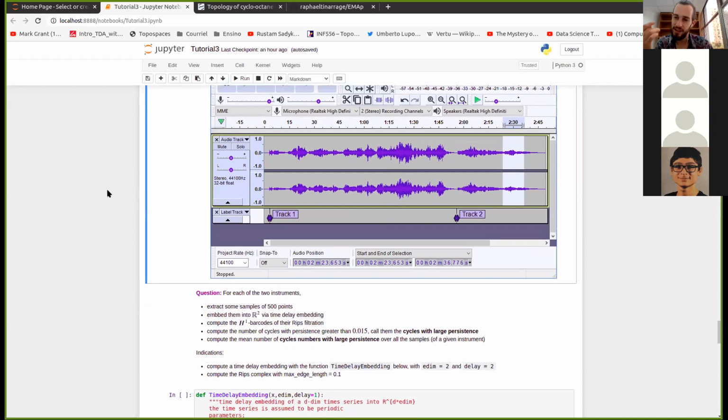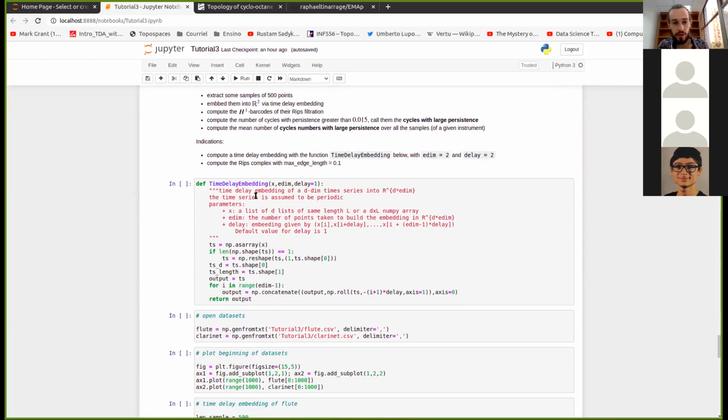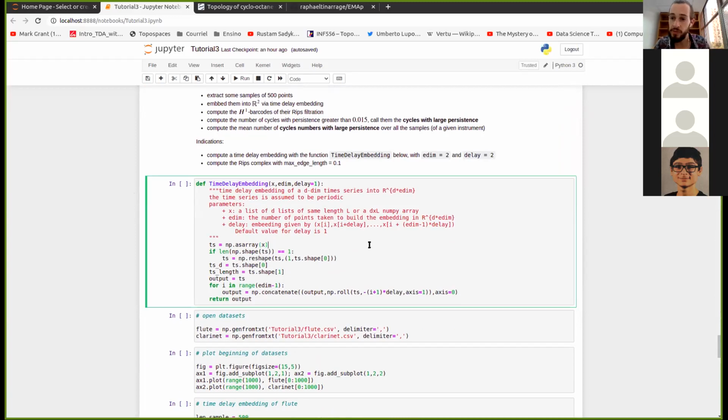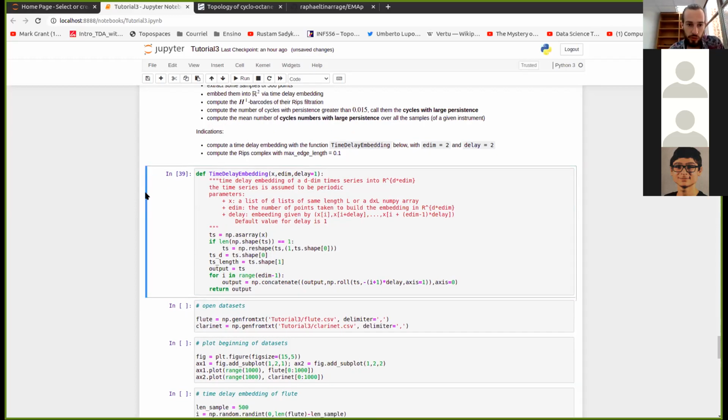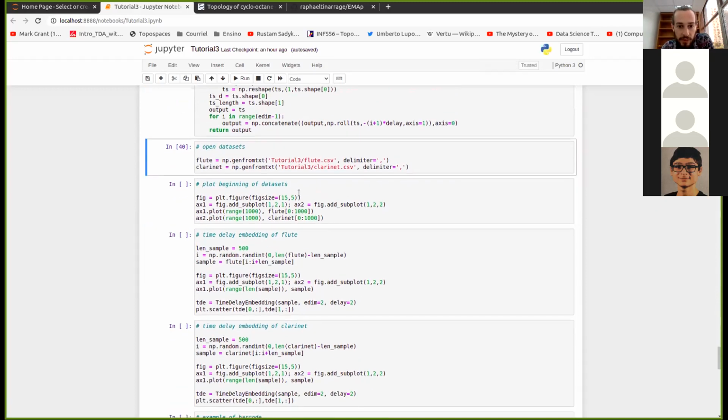So in order to apply persistent homology to a time series, we will use time delay embedding. I give you a function here that computes for you the time delay embedding of a time series. You give a time series, an array, and you obtain a point cloud, a list of arrays. So compute all of that with me. We open the dataset flute, we open the dataset clarinet.